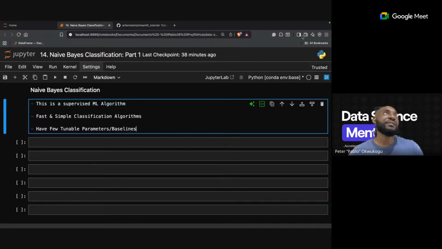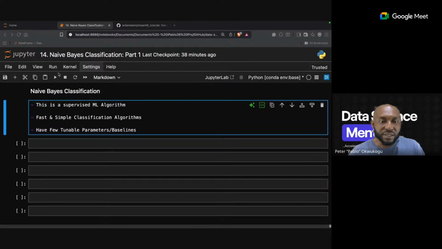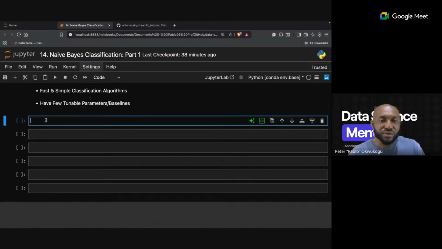Now, at this point I'm speaking in really technical jargon, so what I'm going to do is get into the intuitive mode. Next, I am going to talk about the naive Bayes algorithm, but I'm going to make it intuitive.